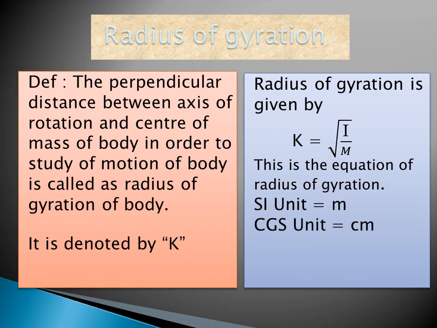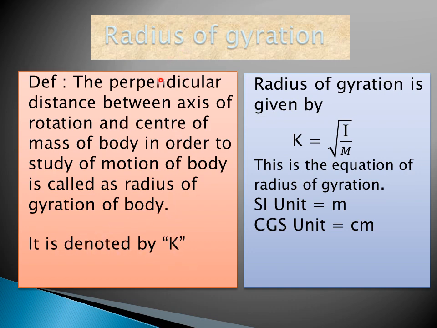Radius of gyration. Definition: the perpendicular distance between axis of rotation and center of mass of body in order to study motion of body is called as radius of gyration of body, and it is denoted by k.